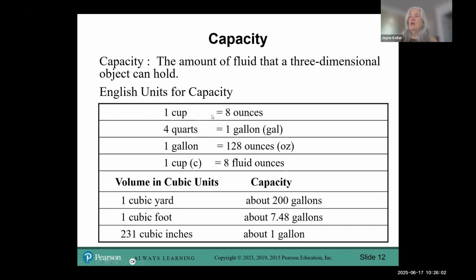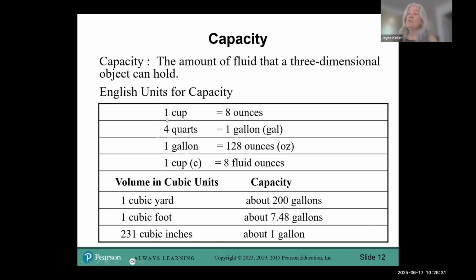So we have a cup, which is 8 fluid ounces, not to be confused with the ounce that we use for measuring weight. Sometimes we don't write the fluid, but these are fluid ounces. So a cup is 8 fluid ounces. And then if we have 2 cups, we call it a pint. 2 pints, we call it a quart.